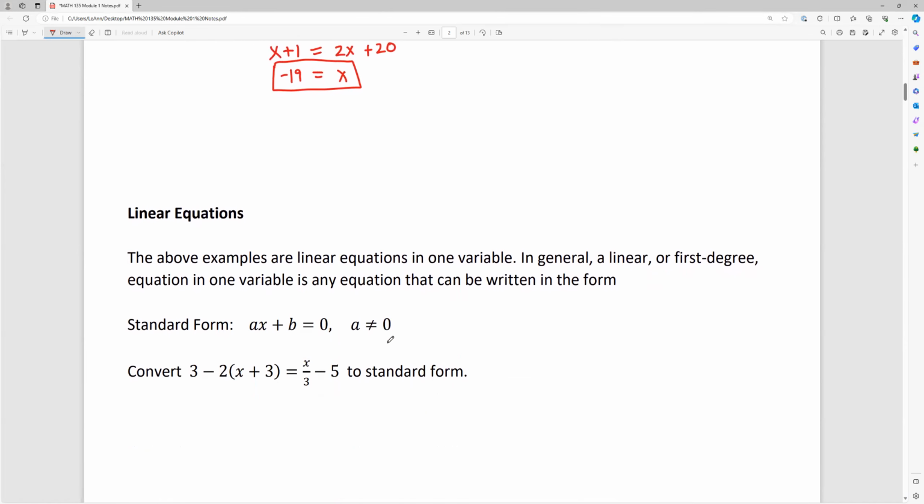Now, something else we can do. The above examples were what we said are linear equations, but they were all in one variable. So a variable that we were using was x. In general, a linear equation, which is a first degree equation, so whatever our variable is, it's to the first power, if it's in one variable, we can write it in the standard form for a linear equation in one variable. So notice it's your coefficient times your x plus your constant equal to 0.